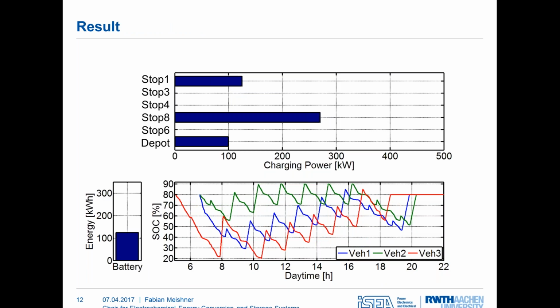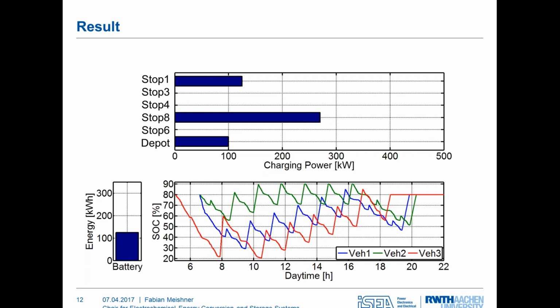We have now 3 charging points. One at stop 1 with a little bit above 100 kilowatt rated power. One at stop 8 with between 250 and 300 kilowatt rated power. And an overnight charging with a lower power of 100 kilowatt maximum in the depot overnight. And the energy content of our battery would then be a little bit above 100 kilowatt hours.